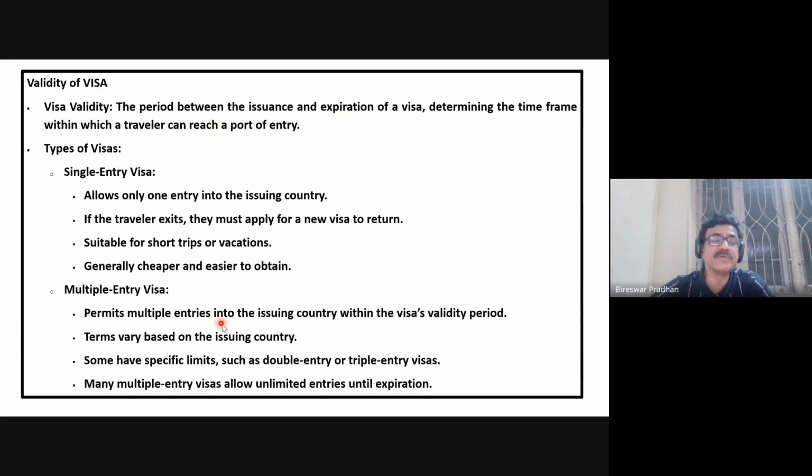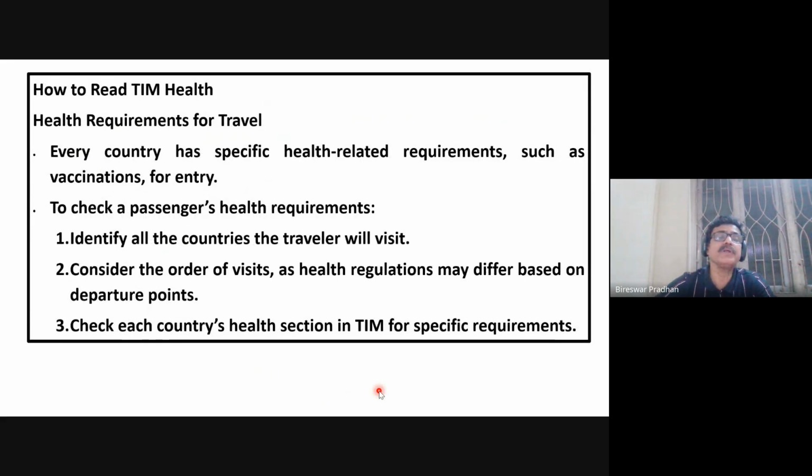Multiple entry visa permits multiple entries into the issuing country within the visa's validity period. Terms vary based on the issuing country. Some have specific limits, such as double entry or triple entry visas. Many multiple entry visas allow unlimited entries until the expiration. Now, how to read the health section in TIMATIC?